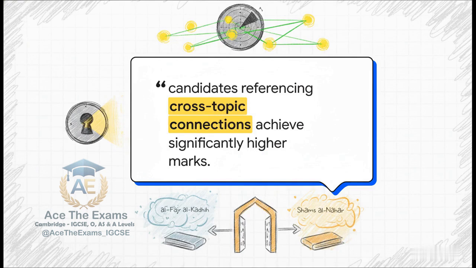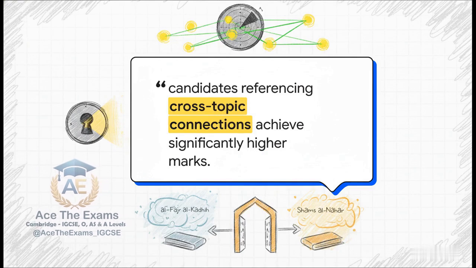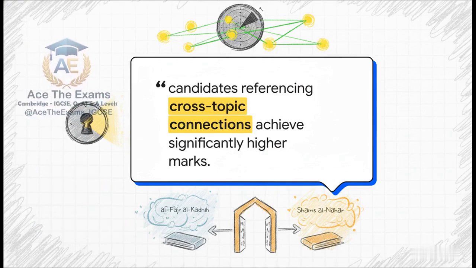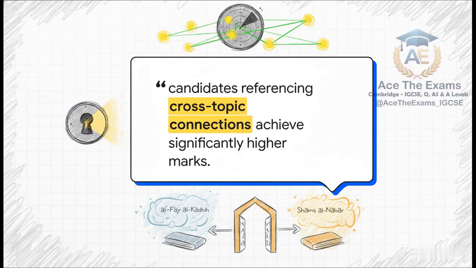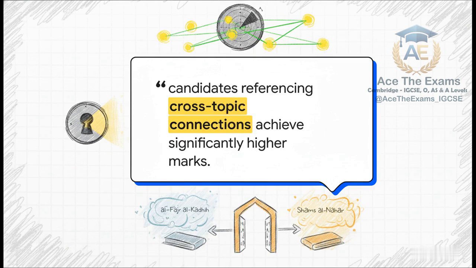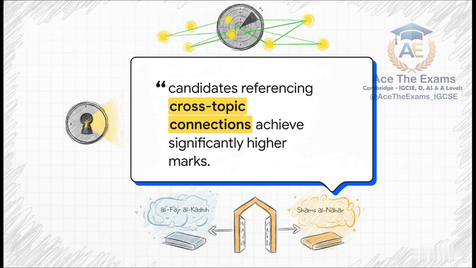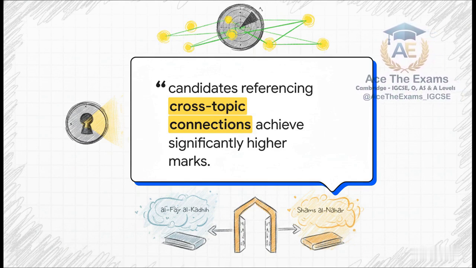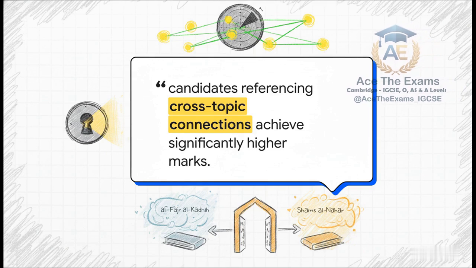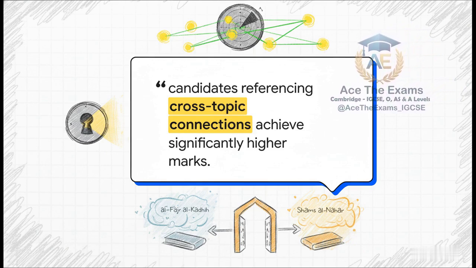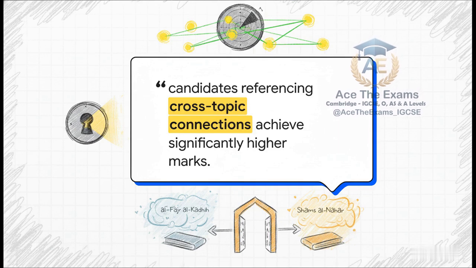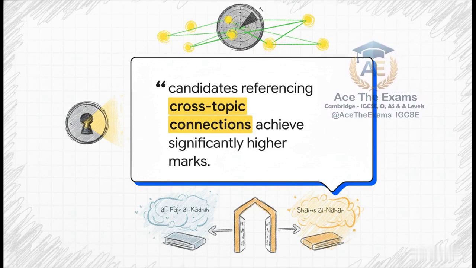Now guys, this right here is your absolute secret weapon pulled straight from the Cambridge Principal Examiner reports. Quote, candidates referencing cross-topic connections achieve significantly higher marks. Let me repeat that because it's absolutely crucial. Integrating your textual analysis of Shams al Nahar and Fajr al Kadhib with other areas of your Arabic 9680 syllabus is exactly how you unlock the highest possible grade bands.